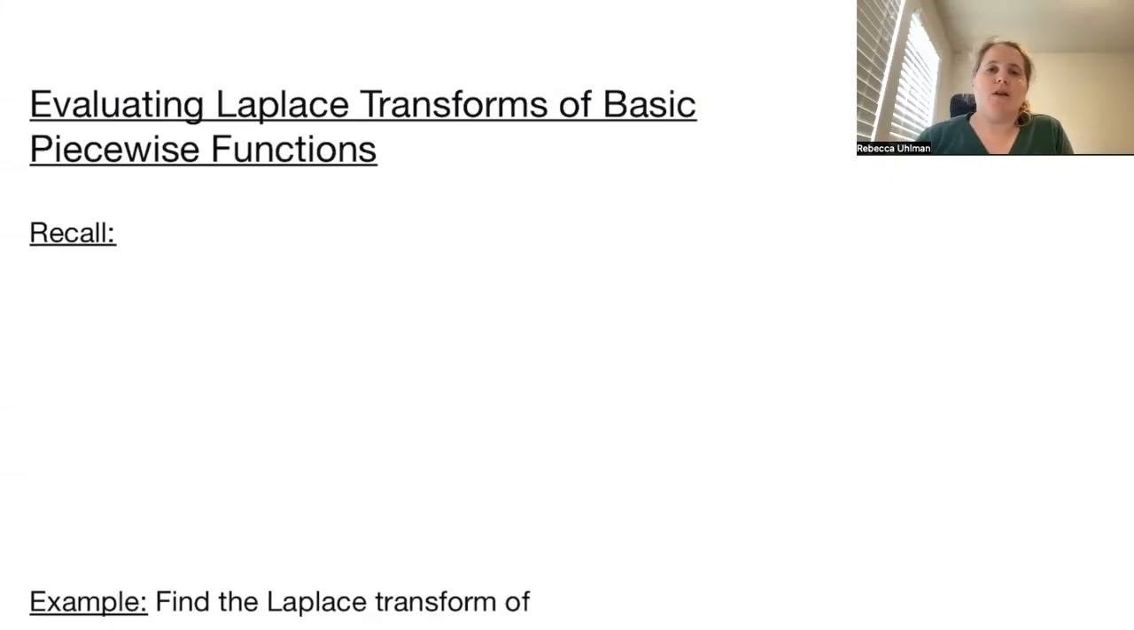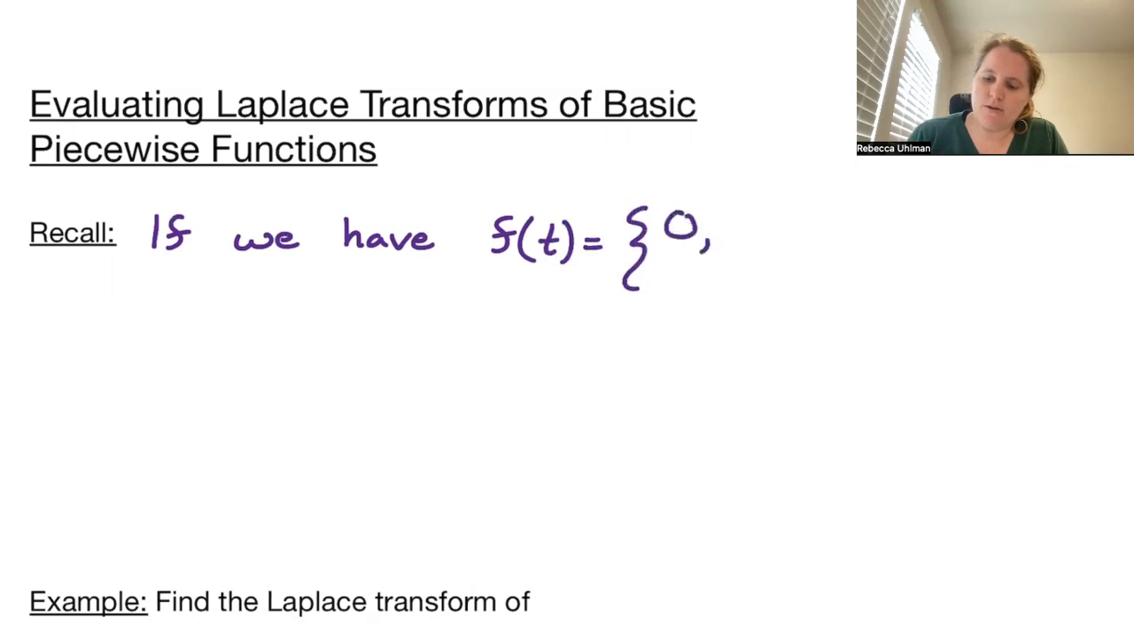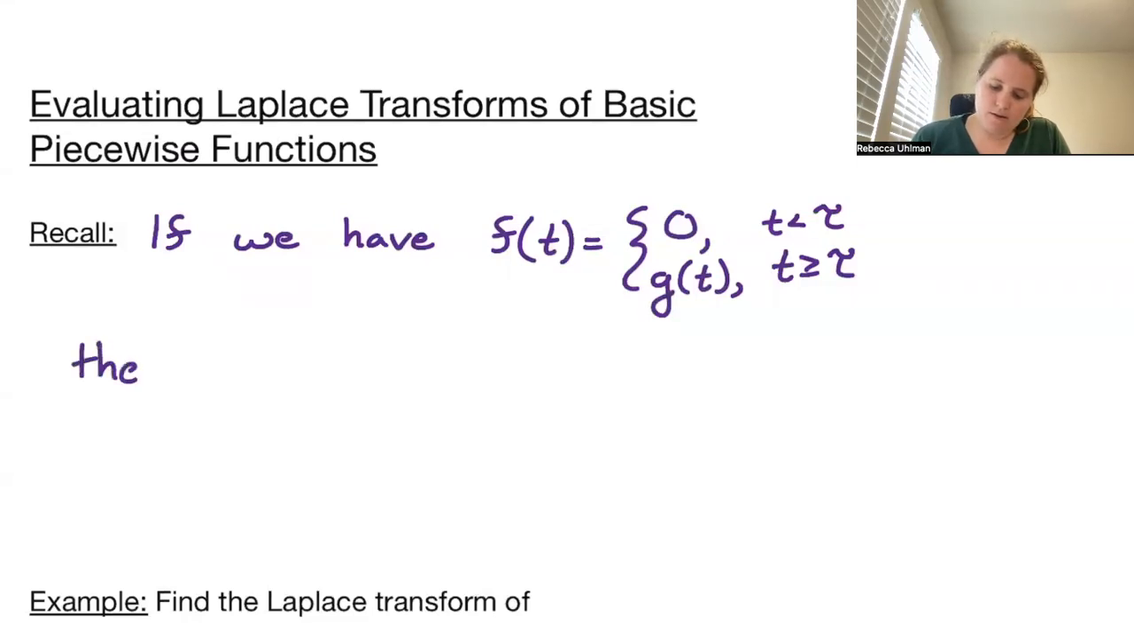Welcome to evaluating the Laplace transforms of basic piecewise functions. So recall, if we have some f of t, which is equal to 0 for t less than tau, and which is equal to g of t for t greater than or equal to tau, then f of t can be written as a step function, u of t minus tau times g of t.